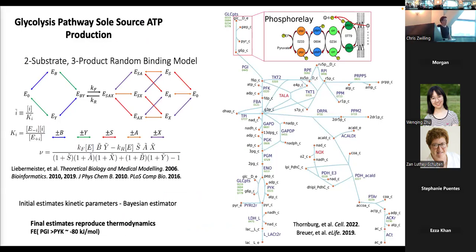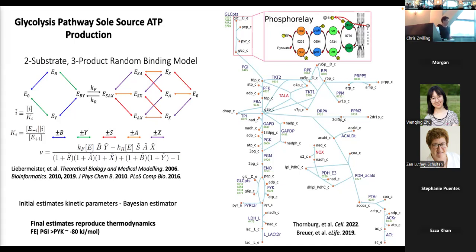That's called a random binding model. If you know nothing about the order in which they come, you're happy if you have some KMs for those, which then could go in for an expression for the rate of that reaction. So the first term is like the forward reaction, and the second one is the backward reaction. And that's the most general equation that you can use.